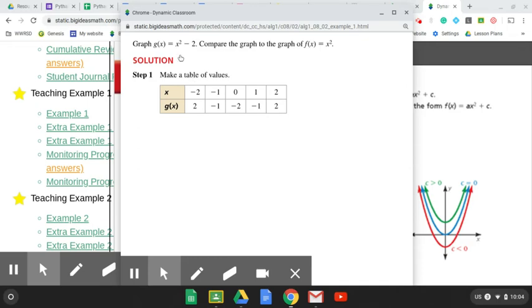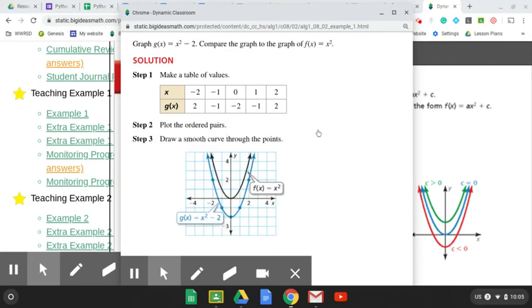So if I plug in negative 2 squared is 4, minus 2 is 2. Negative 1 squared is 1, minus 2 is negative 1. 0 squared is 0, minus 2 is negative 2. And then remember that the y's here should be symmetric. So if this first value is 2, the last value should be 2. If the second value is negative 1, the second to last value is negative 1. And then this point here is the vertex in the middle.